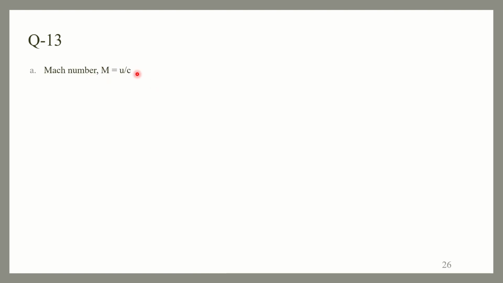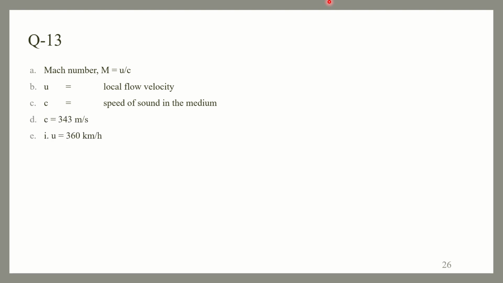So Mach number is given by U by C. U is the local flow velocity and C is the speed of sound in the medium. So both are in air, so speed of sound is 343 meters per second. The first one is 360 kilometers per hour. So U is 360 converted into meters per second, which is 100 meters per second. We are getting the Mach number as 0.29, which is approximately 0.3. So we can say it is compressible flow, because if it is greater than or equal to 0.3, we say it is compressible flow.